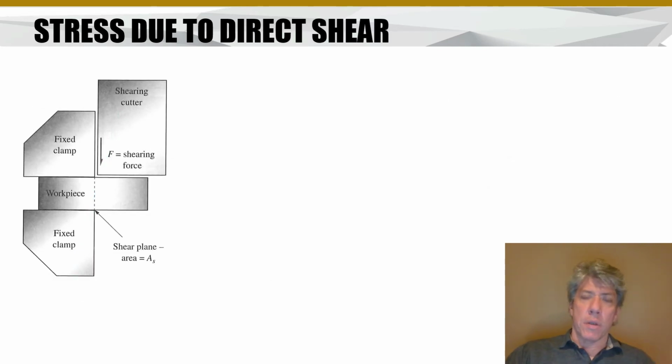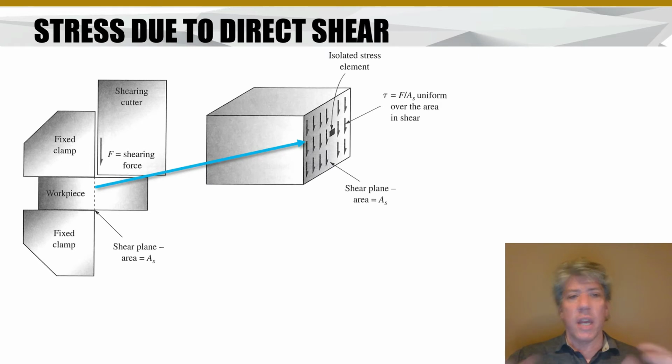Now, we also considered direct shear. If we think of a workpiece being clamped between two jaws and a shearing cutter coming down to shear the workpiece, there's a shear plane you can see, and it would have some area AS. If we extract just the workpiece between the clamps and imagine it's already sheared off or is being sheared off, we could look at it and realize that this surface has all shear stress on it, right?